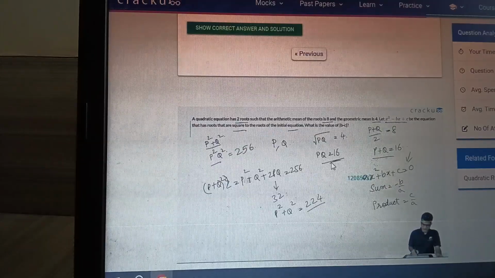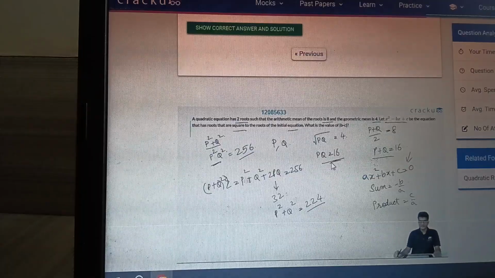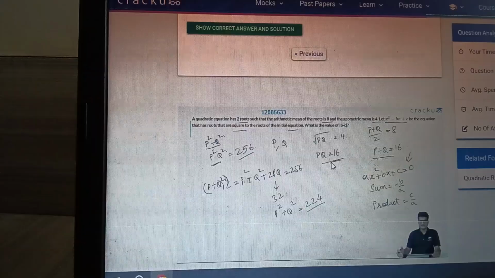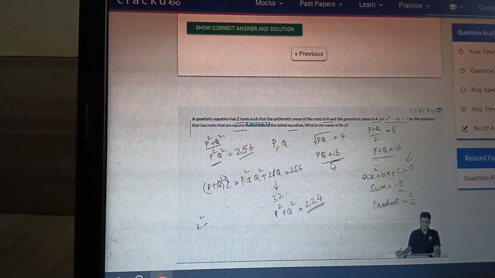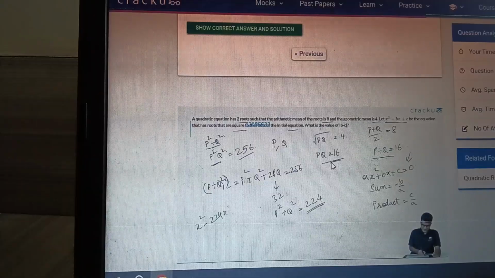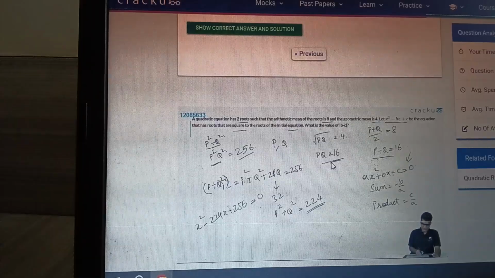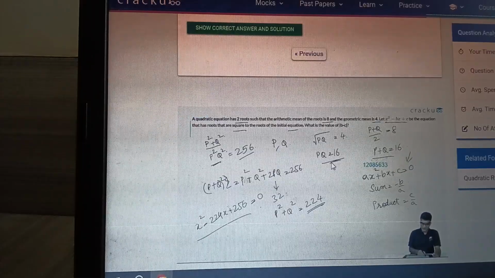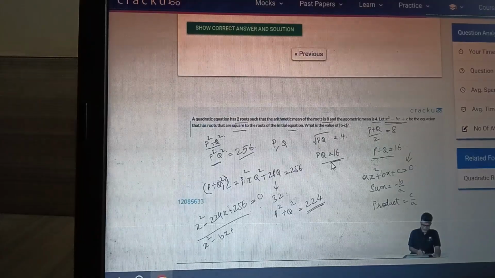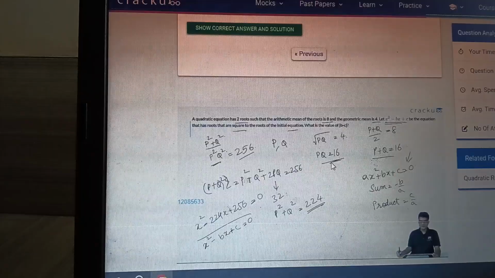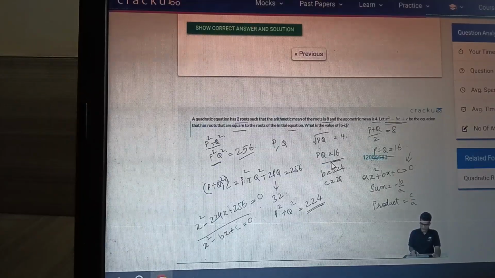We have p square plus q square is 224 and p square into q square is 256. So the equation, the roots of which are the squares of the original roots, will be x square minus the sum of the roots, which is 224x, plus the product of the roots, which is 256, equal to 0. This is the new equation. We are told that this is of the form x square minus bx plus c is equal to 0. This would imply that b is equal to 224 and c is equal to 256.